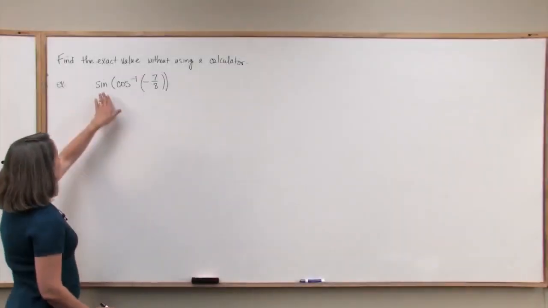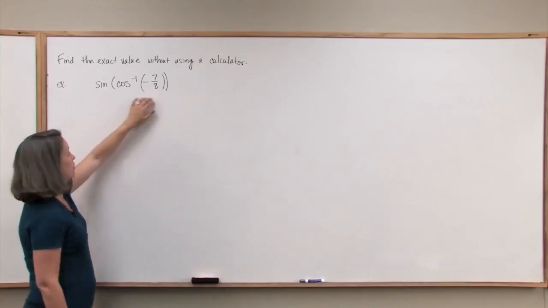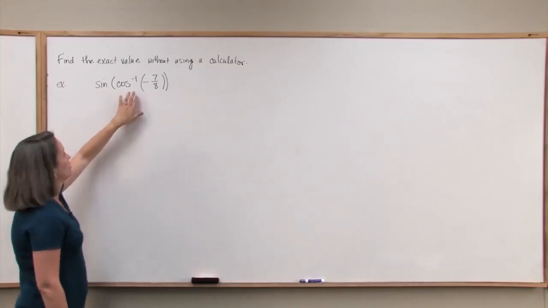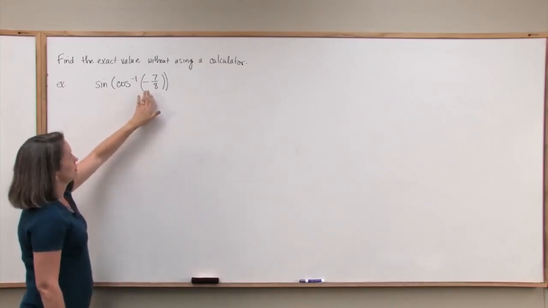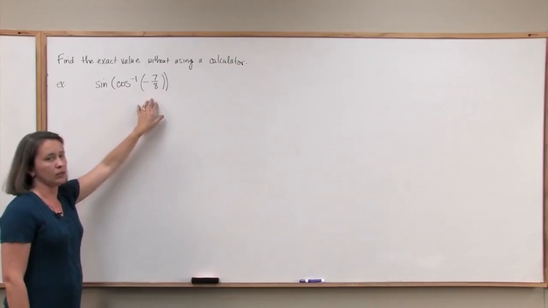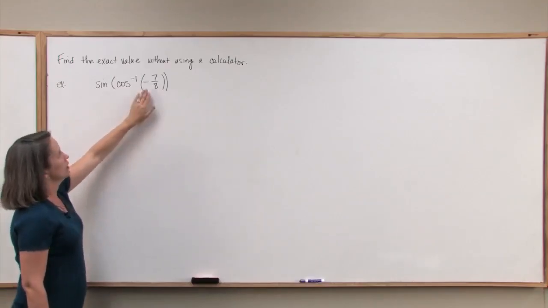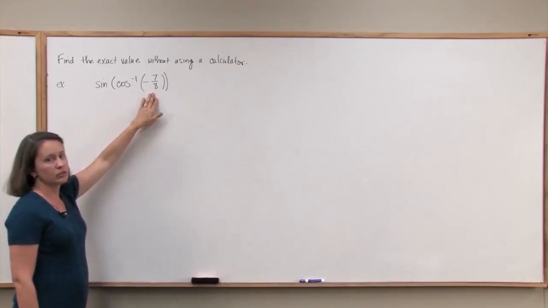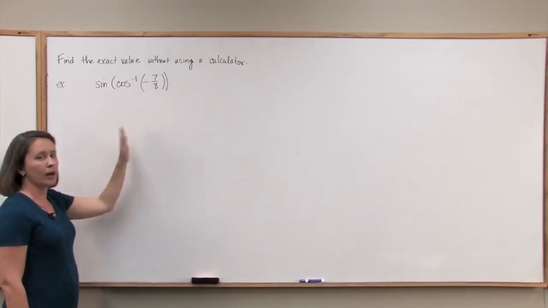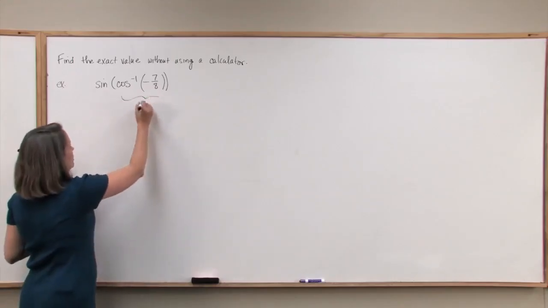Here we'd like to find the sine of the inverse cosine of negative 7/8. So we'll start on the inside. We're looking for an angle whose cosine is negative 7/8. And where does the terminal side of this angle lie? Well, it's an inverse cosine question, and this number is negative. So in the interval 0 to pi, that must mean we're looking in quadrant number 2.